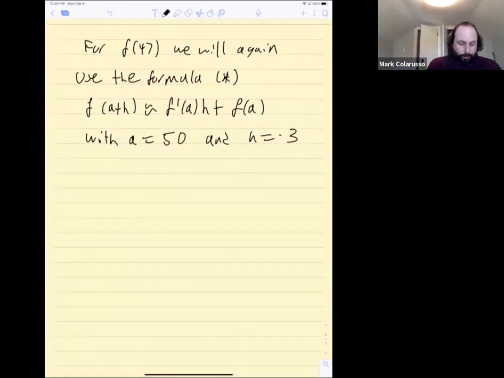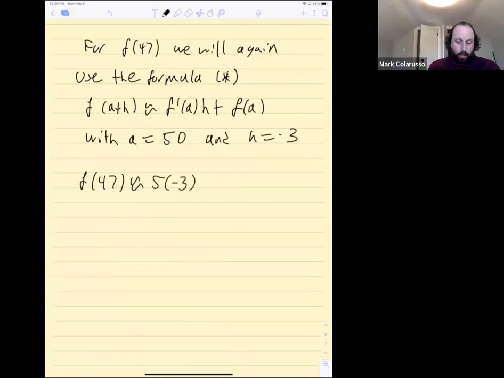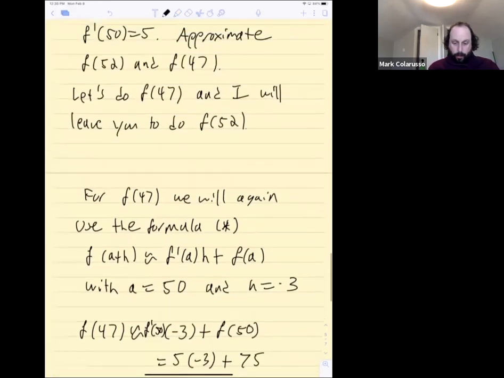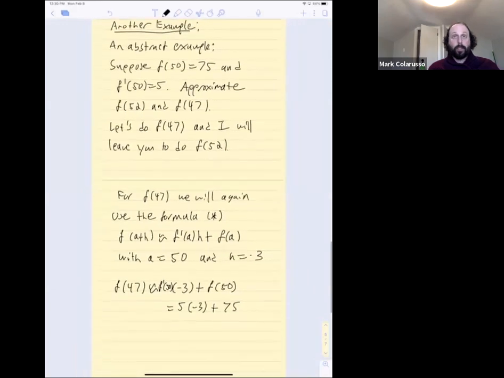Okay, so f of 47 is approximately equal to 5 times minus 3 plus f at 50. Right, so I skipped a step. This is f prime at 50. But f prime at 50 is 5. So 5 times minus 3. And then f of 50, we're told, is 75. That's all up there. There it is.